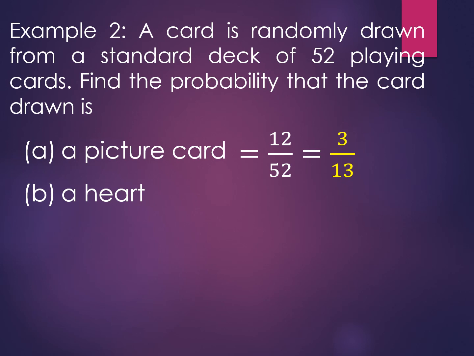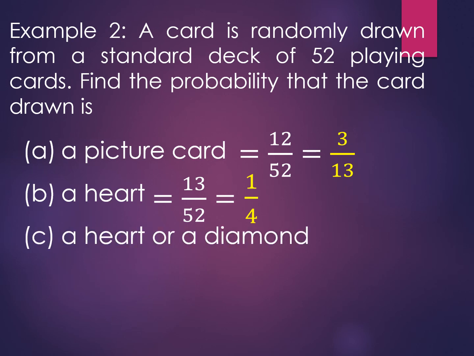Now a heart. We have 13 hearts. So 13 over 52, reduced to the lowest term, is 1/4. And then we have a heart or a diamond. We have 13 hearts, and the word or means plus, and diamonds we have 13. So from here, we are going to add 13 plus 13, so it will become 26 over the total number of outcomes, 52, reducing it to the lowest term, it is equal to 1/2.